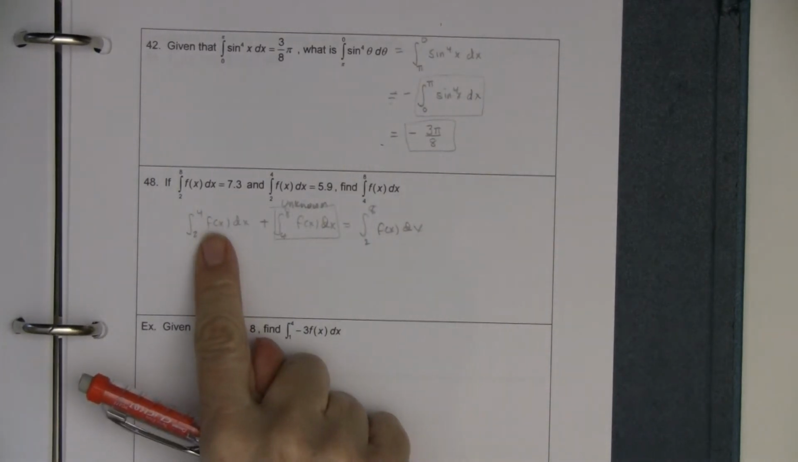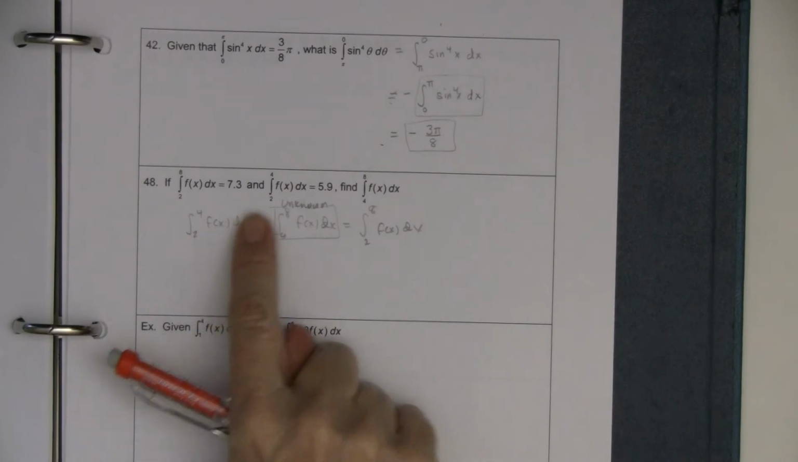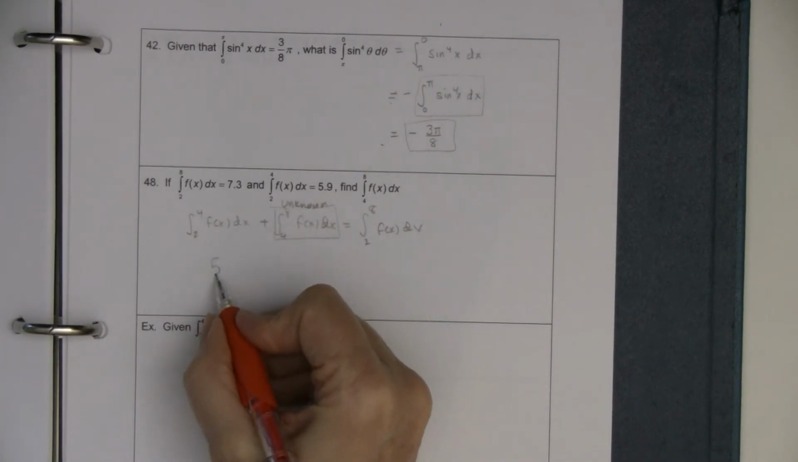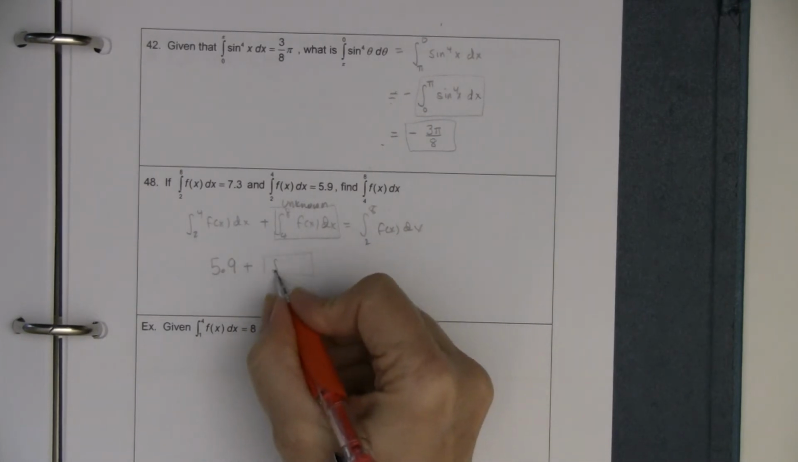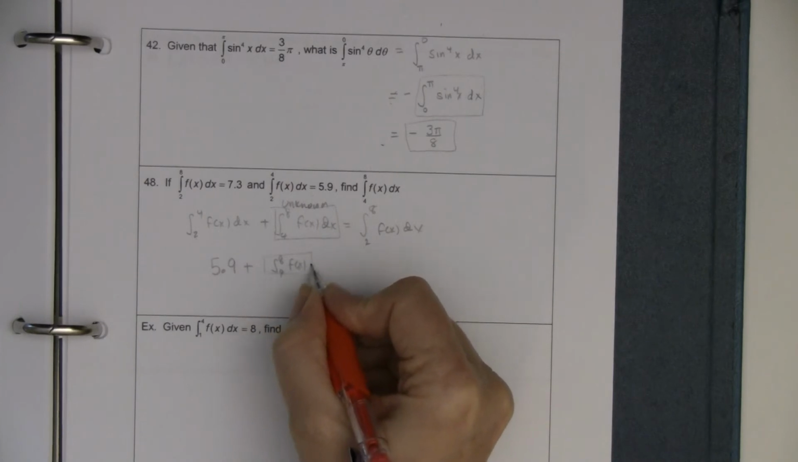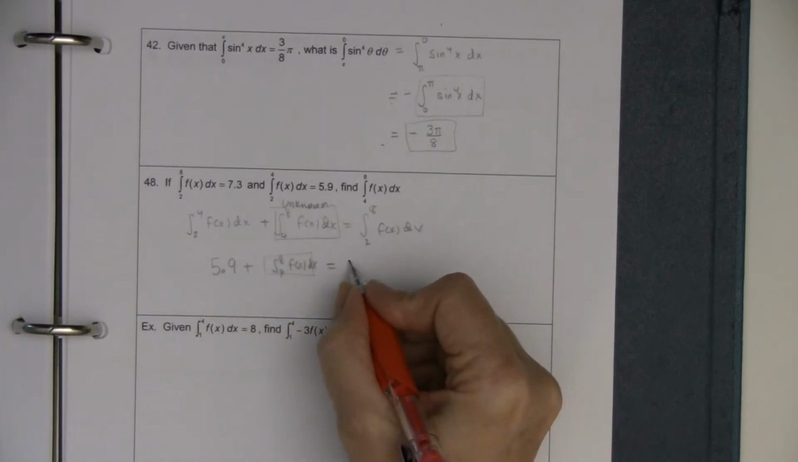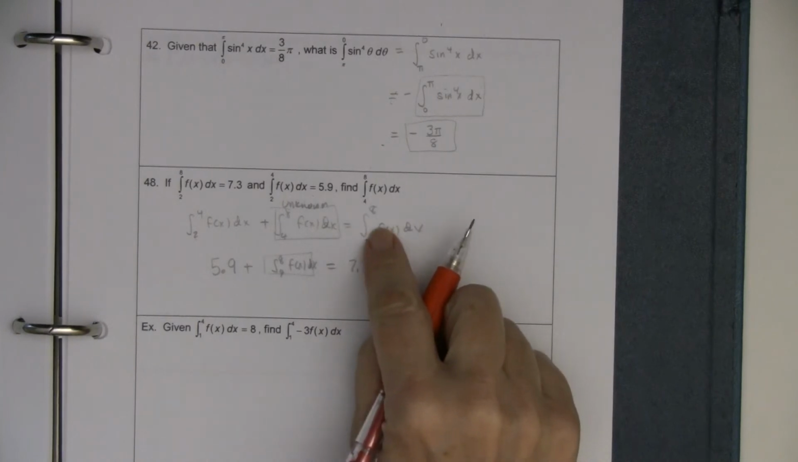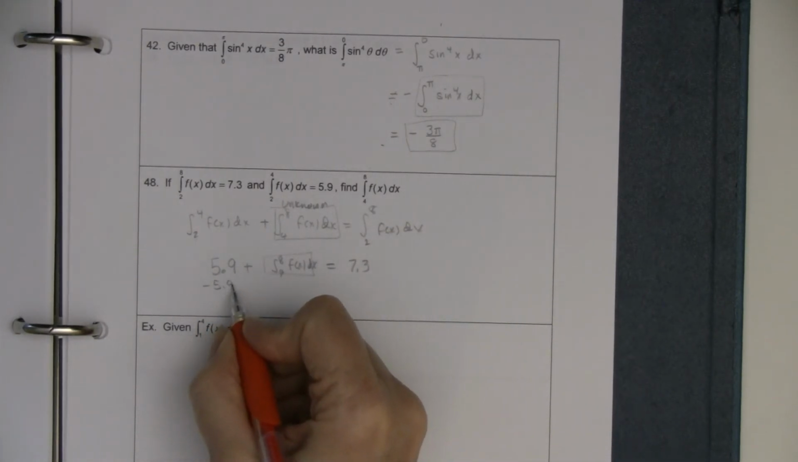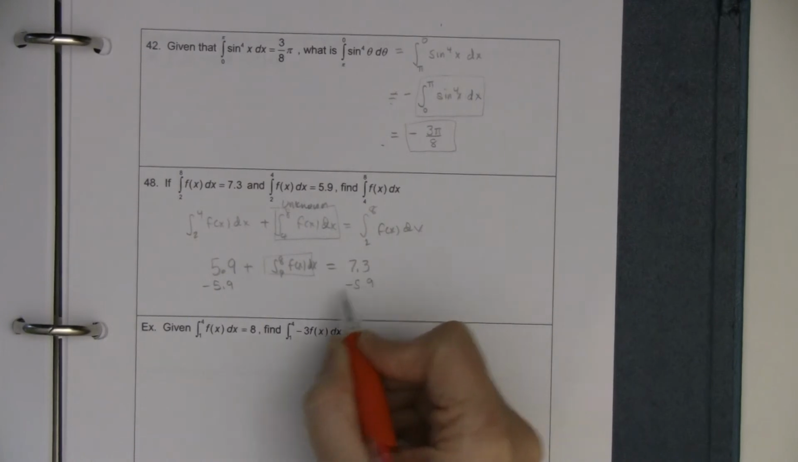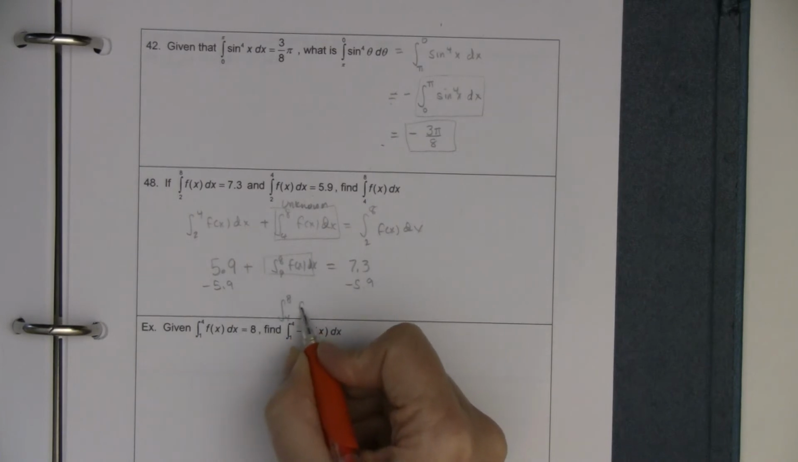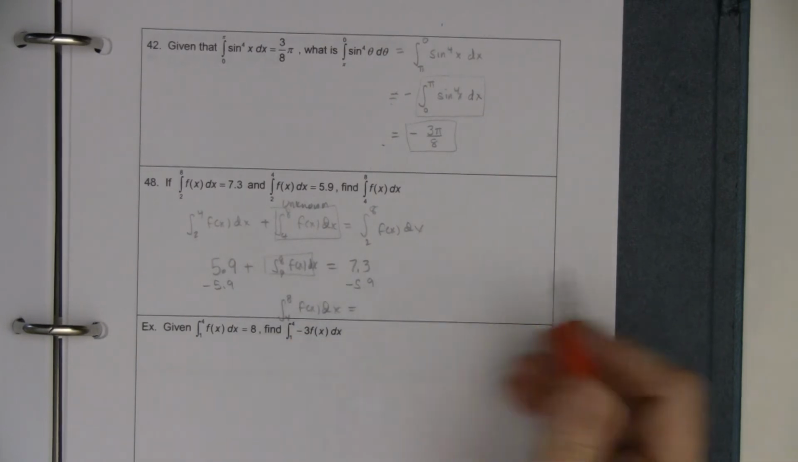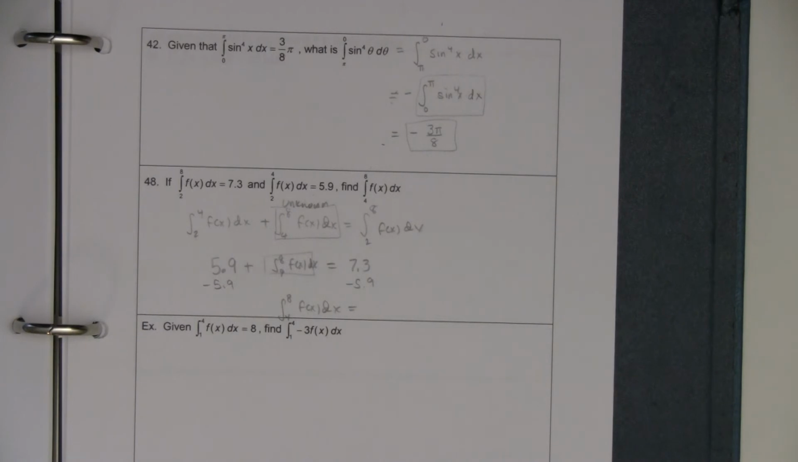But this one is equal to 7, oh no it wasn't, 5.9 plus the unknown equals 7.3, 2 to 8. And so I could take away 5.9 from both sides, and then I would know what that integral is from 4 to 8. So 7.3 take away 5.9, and I would be all set up.